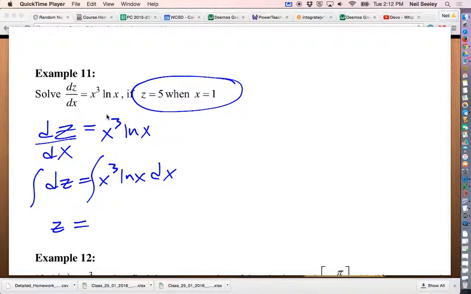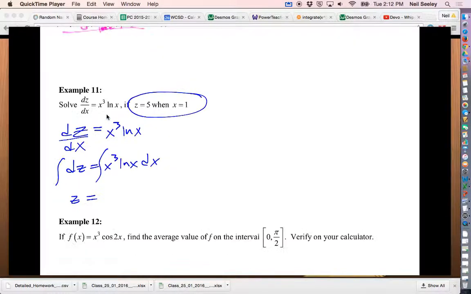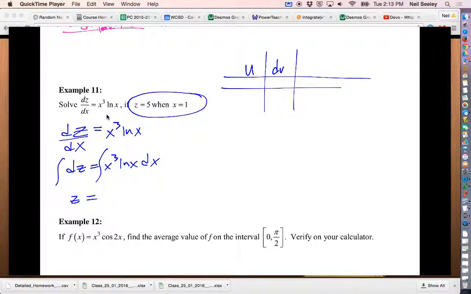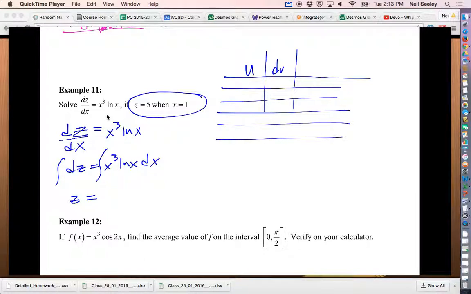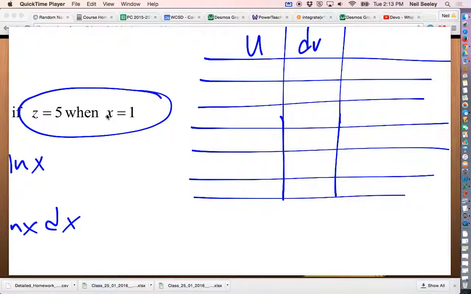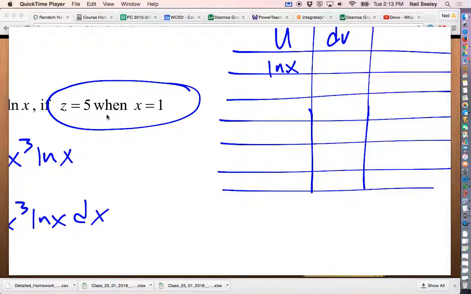And of course, I'm going to use the table to make that happen. And I'll write it on the bottom row there. I'm going to put my table up high. So according to LIATE, logs are your first choice of u. So here's my table, u, dv, and then my sign. We'll go as far as we need to. And if you get started, u is natural log of x, and then the dv is just the x cubed, right?